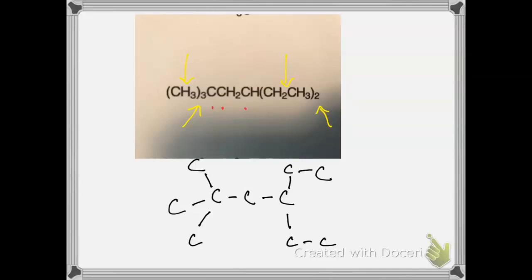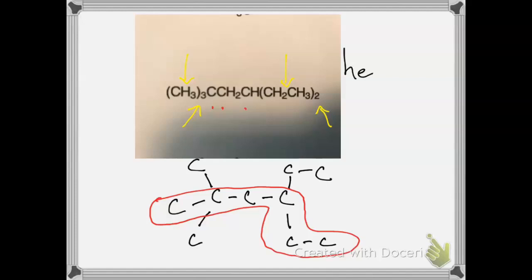So I just figure out the way that I can get the longest carbon chain, and I have a couple of choices here. The one I'm going to choose looks like this. You'll notice that that gives me 1, 2, 3, 4, 5, 6 carbons. So this will become a hex- with an ending that is just -ane because it's boring. There are no alkenes or alkynes. So this is considered a hexane.